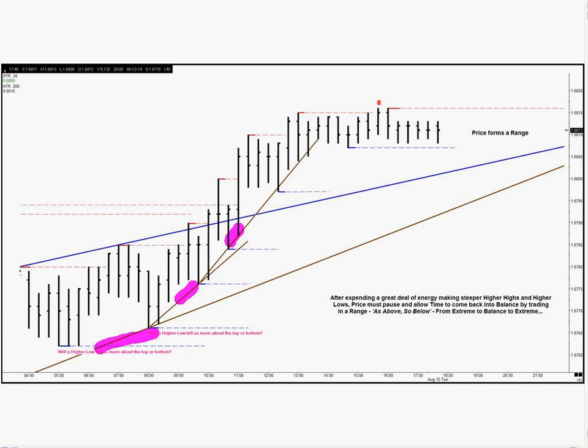So let's see what I wrote. After expending a great deal of energy moving steeper, higher highs and higher lows, price must pause and allow time to come back into balance by trading in a range. Again, another dead peak. As above, so below. From extreme to balance to extreme.